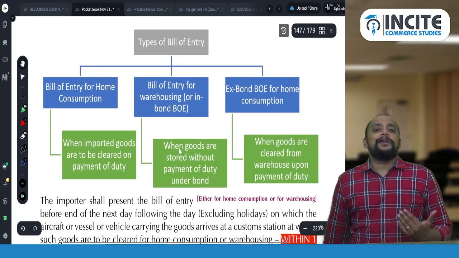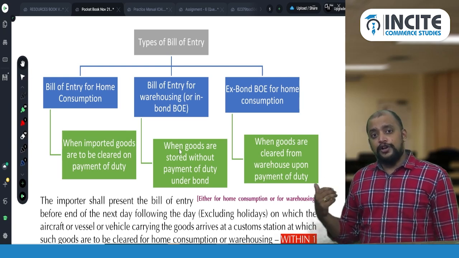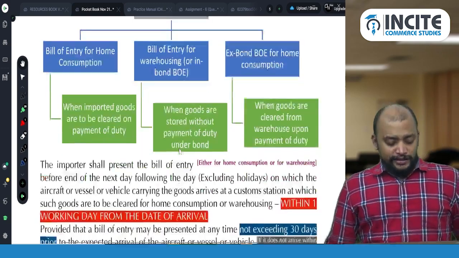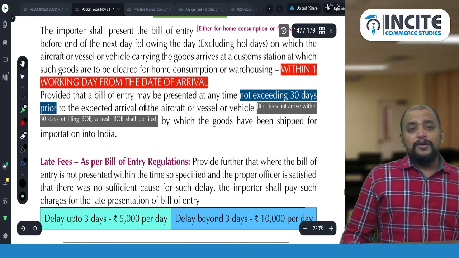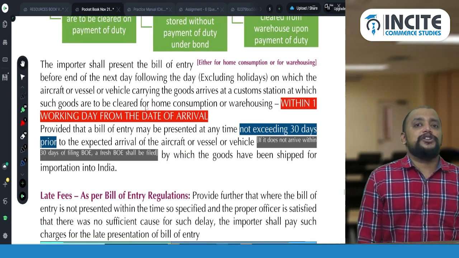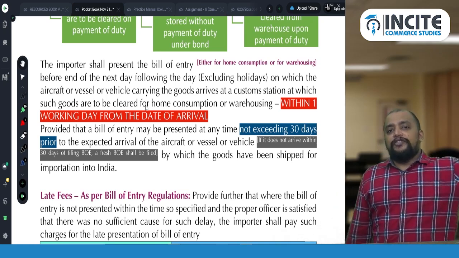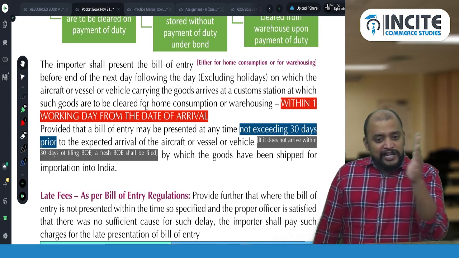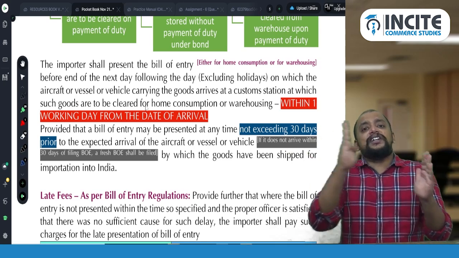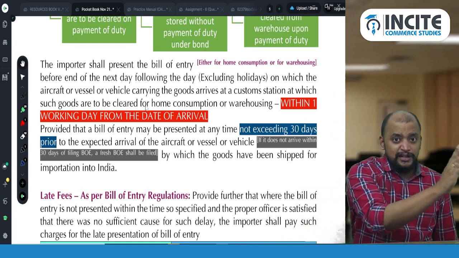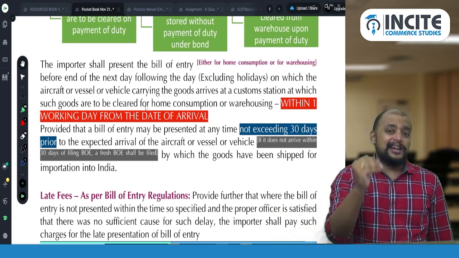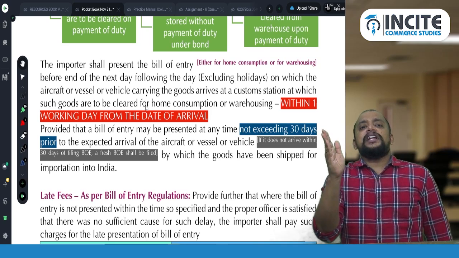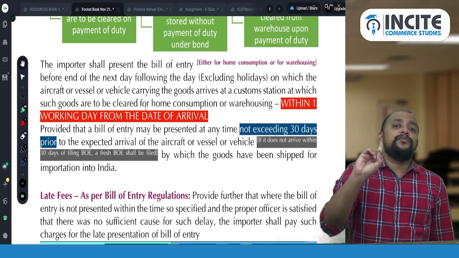Bill of entry for home consumption, bill of entry for warehousing or inbound bill of entry, or ex-bond bill of entry for home consumption. And the importer shall present the bill of entry by when? So what is the time limit for submission of bill of entry? Prior bill of entry or later bill of entry. Prior bill of entry they can submit within 30 days prior, and later, that is after arrival. See, before arrival of the vessel or aircraft or vehicle, they can submit within 30 days prior. And after arrival, they can submit within 1 working day.